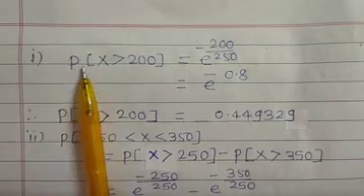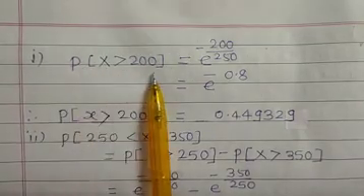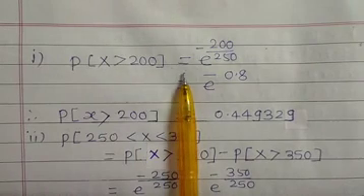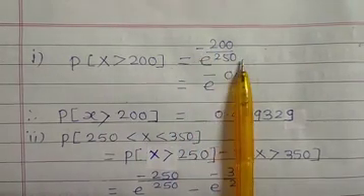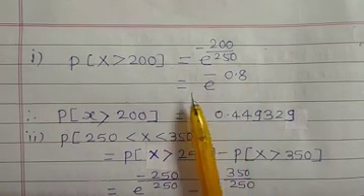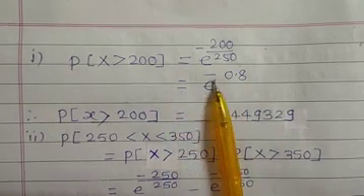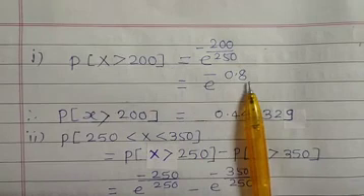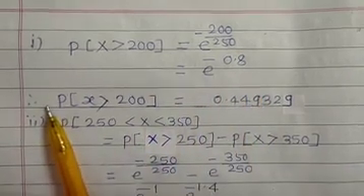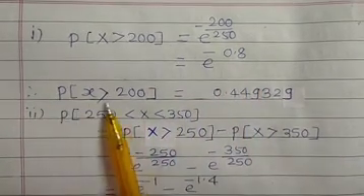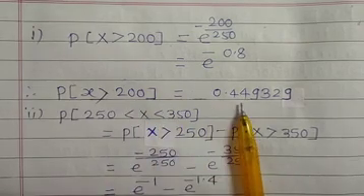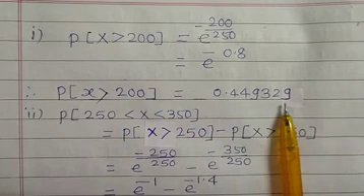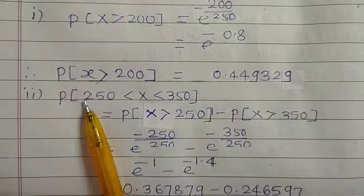Now number 1, probability X is greater than 200. That is equal to e^(-200/250). So that is equal to e^(-0.8). So therefore probability X is greater than 200 is equal to 0.449329.